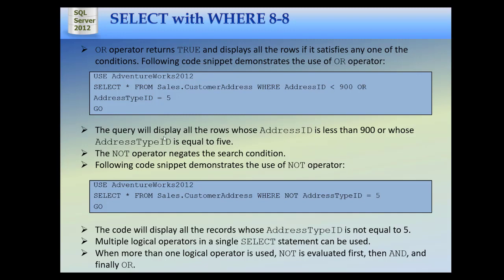Then the query will display all the rows whose address ID is less than 900 or whose address type ID is equal to 5. The NOT operator basically negates the search condition, and the following code snippet demonstrates the use of the NOT operator. Highlight this, copy, switch to the query window.